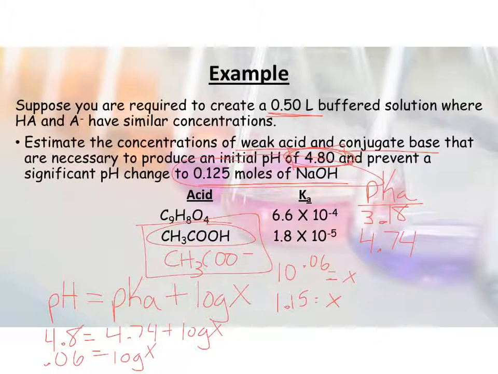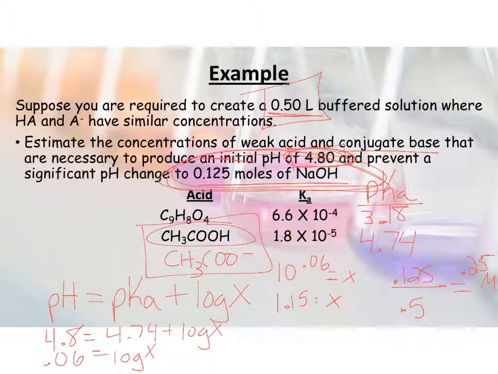The next thing I know is that I need a 0.5 liter solution, and I need to counteract this many moles. So if I had 0.125 moles in a 0.5 liter, that would give me a concentration of 0.25 molar.